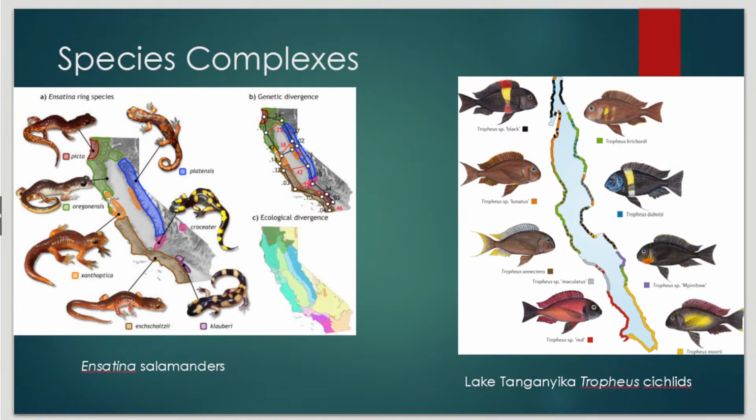Anything you'd like to add, Dapper? No, I think we covered it. And yeah, we did find out that Ensatina salamanders are poisonous, but not venomous. Nice. Next slide, please.